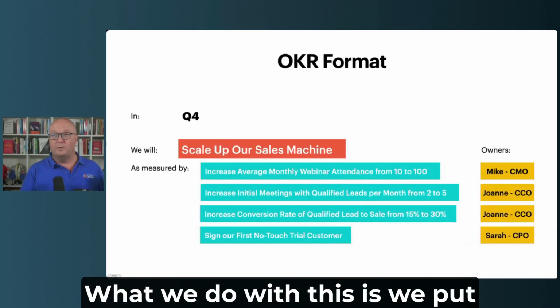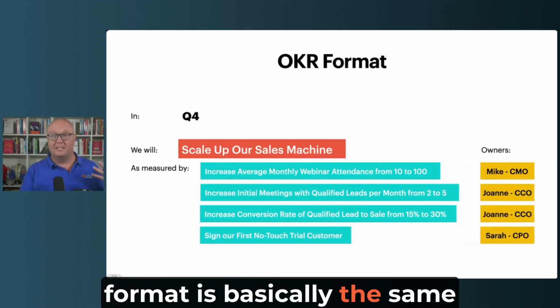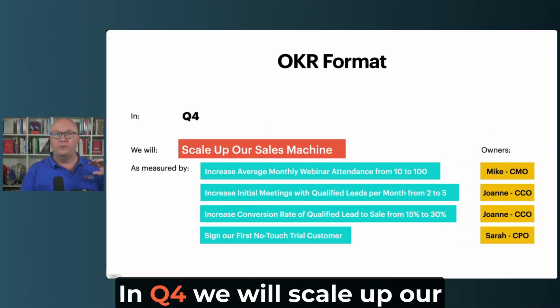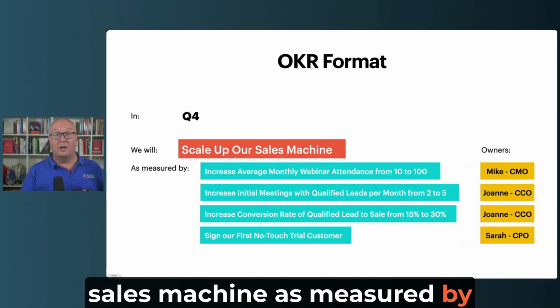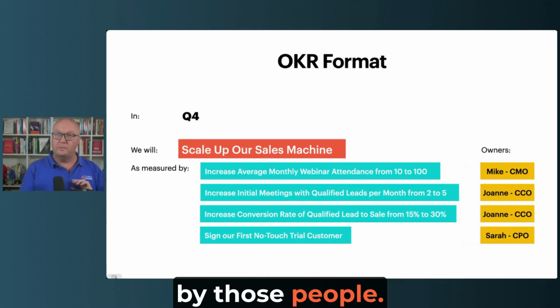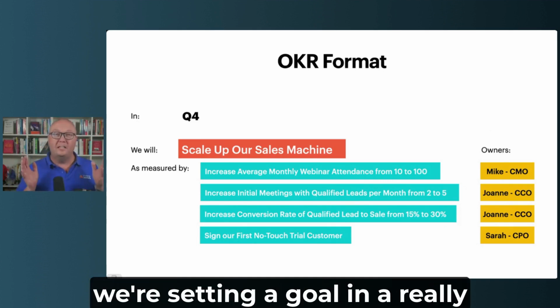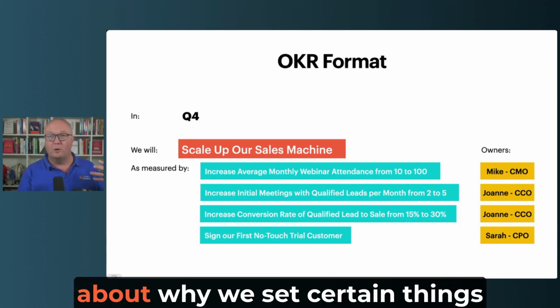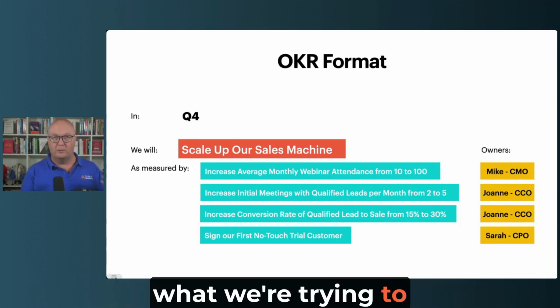What we do with this is we put this into a format, and the format is basically the same text here, but you can see it's organized in a certain way. In Q4, we will scale up our sales machine as measured by these key results owned by those people, right? Now, all we're doing here is we're setting a goal in a really clear fashion. In the next couple of slides, I'm going to go into the detail about why we set certain things in a certain way, what we're trying to achieve with them.